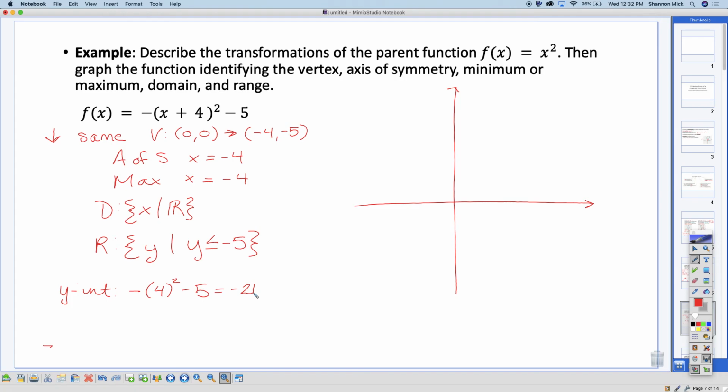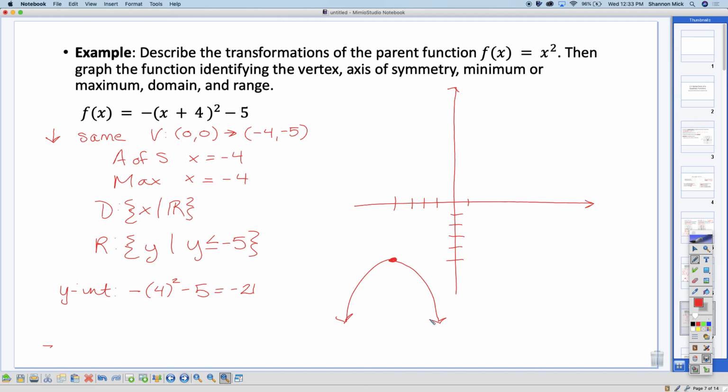I don't even have room for the graph. Find a little bit of room. Just go to that. Let's do it like this.